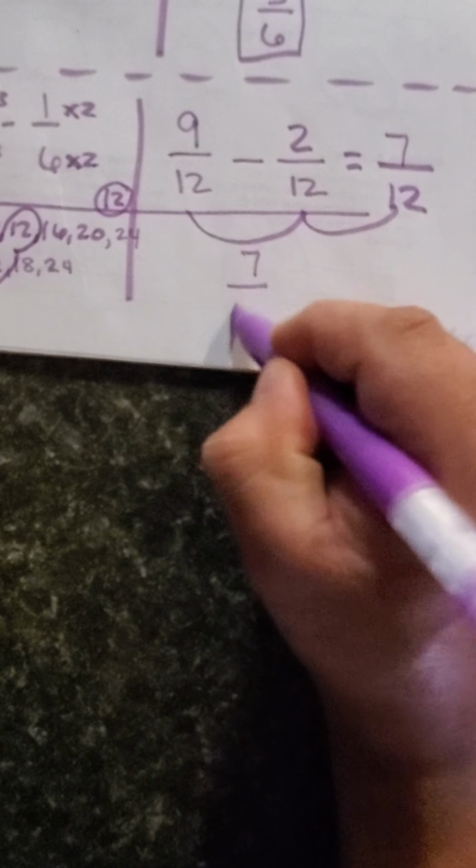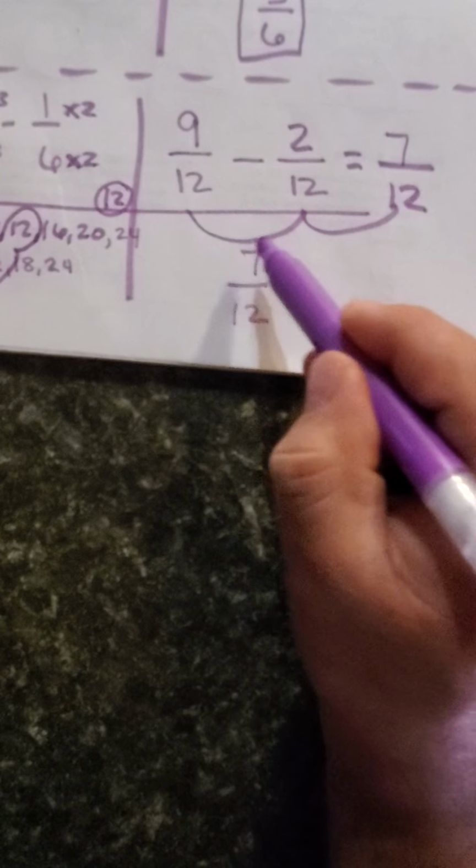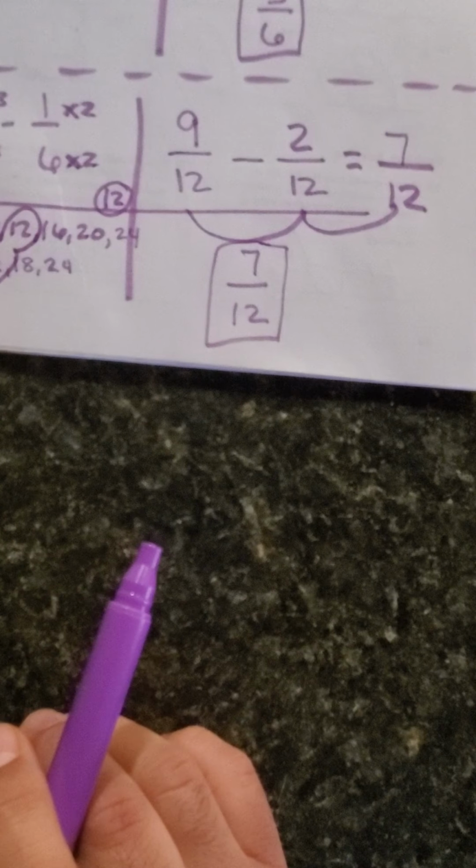Now, was this simplified? Yes. Why? Because 7 is a prime number. 7 cannot go into 12 equally. So the answer to number 10 is 7/12. I'm going to do a couple of more.